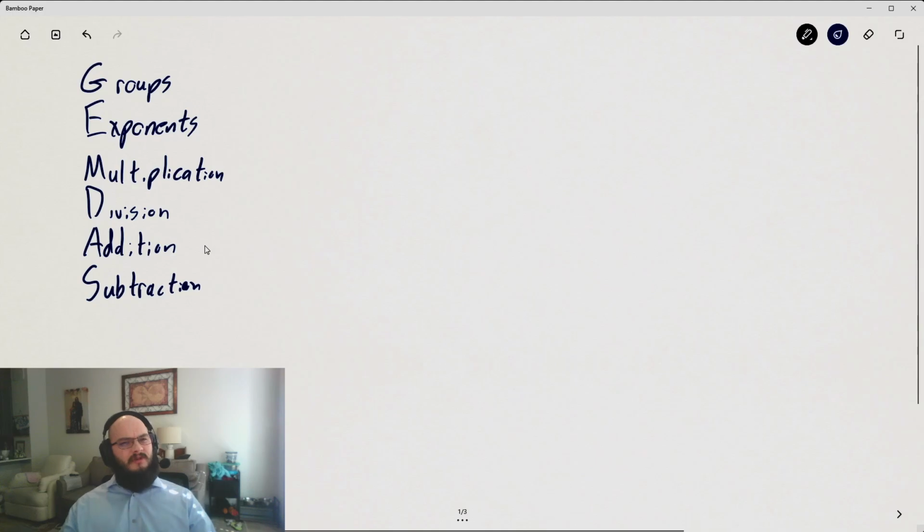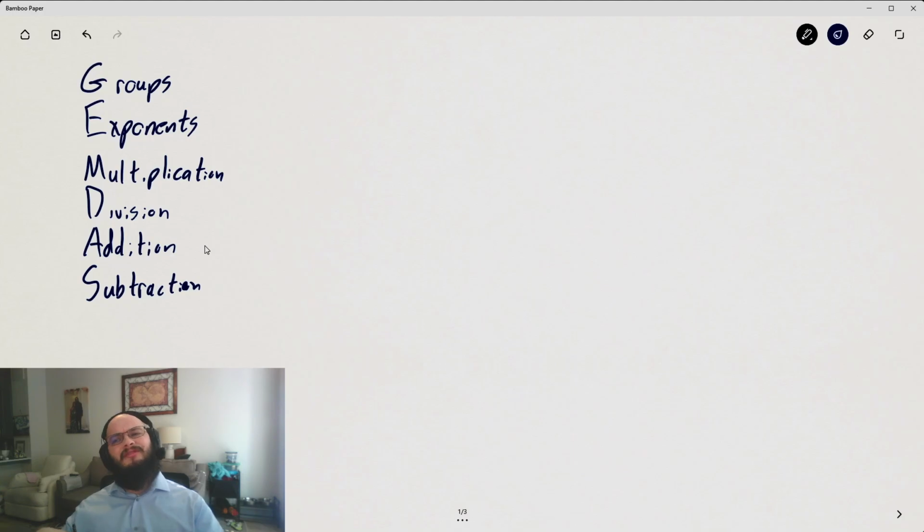Now, I picked GEMDAS instead of PEMDAS because I want to focus on groups of things rather than things that are just in parentheses. Because brackets qualify as groups, the numerator and denominator of a fraction qualify as groups, and fractions themselves even qualify as groups. So that's why I went with GEMDAS instead of PEMDAS.